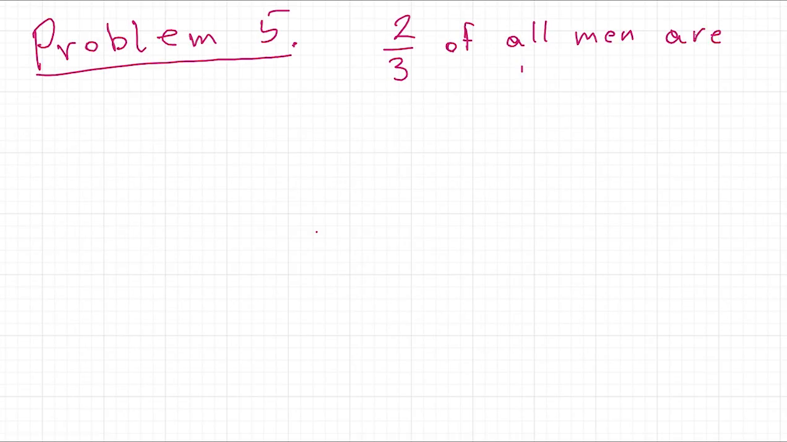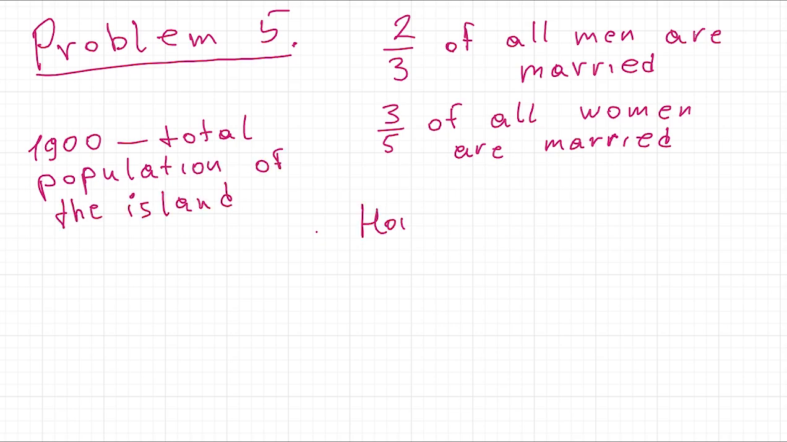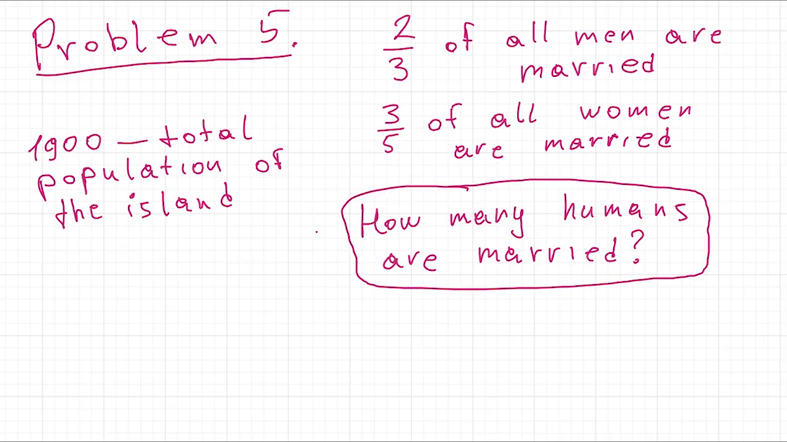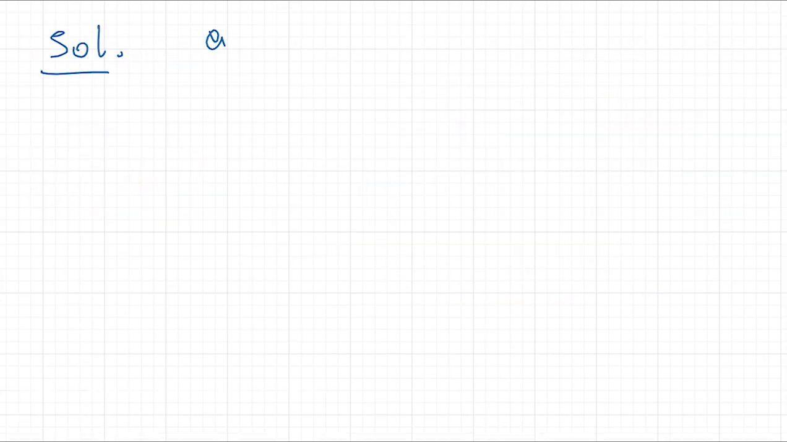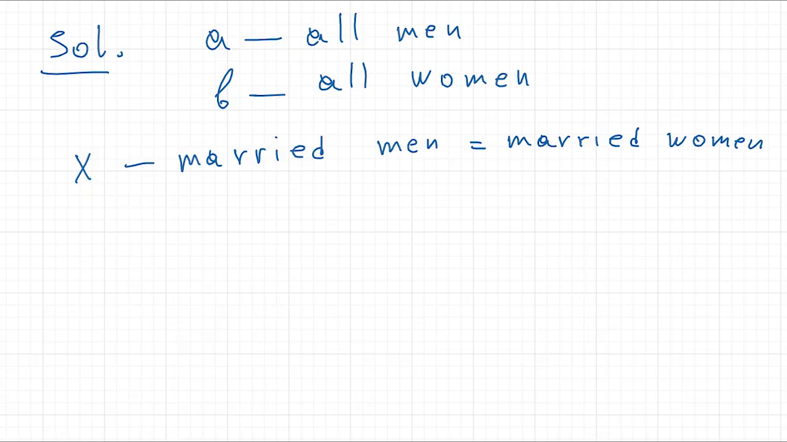On a small island, 2/3 of all men are married, and 3/5 of all women are married. The total population is 1900. How many humans are married? Solution. Let A be the number of men, B the number of women. Since every married man has a married woman and vice versa, the number of married men equals the number of married women. Denote this common number by x.